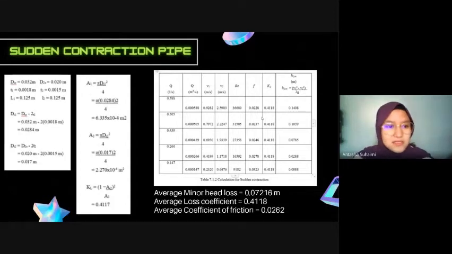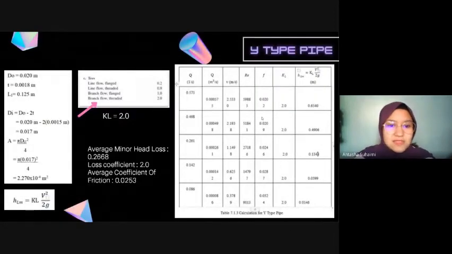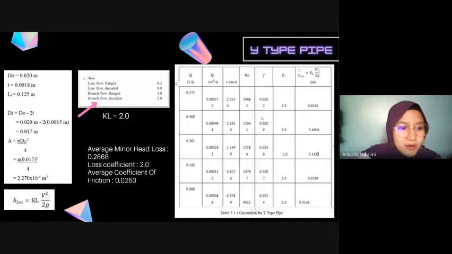Okay, so next. For the Y-type pipe, we have the KL. We don't have to calculate the KLs. We have to take it from the table, which is KL equals 2.0, for branch flow threaded types. So for the Y-type pipe, we get the average minor head loss equals 0.2668. The loss coefficient is 2.0, and the average coefficient of friction is 0.0253.